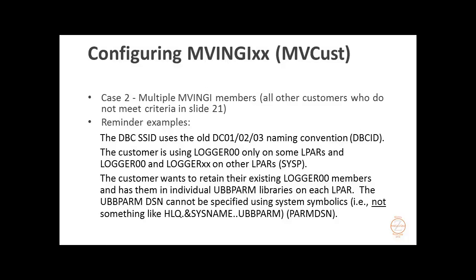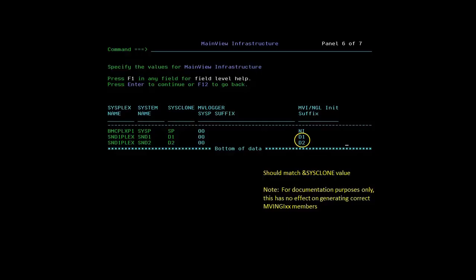If the sharing criteria cannot be met, each LPAR will need its own MVI NGI XX. Shown are some examples of conditions which can make this occur. If separate MVI NGI members are needed, this should be noted in the MVI configuration panels. As a reminder, the Aussie jobs, that is the $445 copy and the $465 init, only use the data from the first entry to generate the skeleton and the $include members, so this is for documentation purposes only.